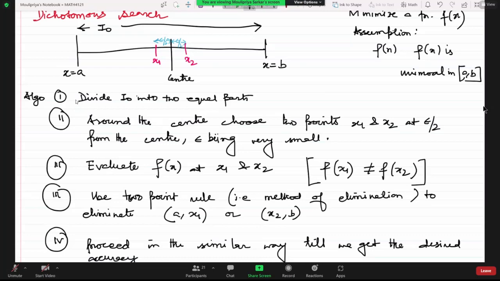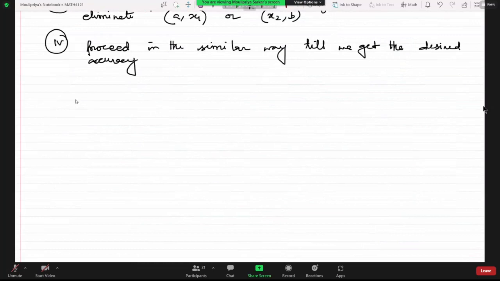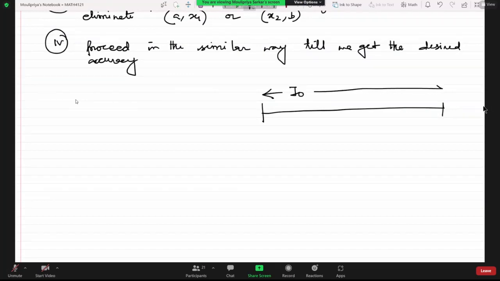Now tell me one thing. At the very beginning, if this is the interval, at the very beginning, the interval is I0. Okay. Now, can you tell me what about the interval length after the first iteration?